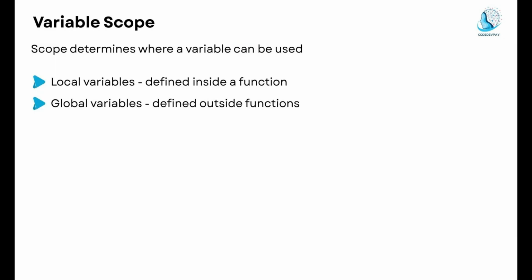Let's look at the last part, which is variable scope. A scope simply determines where a variable can be used in the program. So we have local and we have global variables. Local variables can be defined and used only inside a function. And global variables can be defined and also used both inside and outside functions. So let's take a look at some examples.